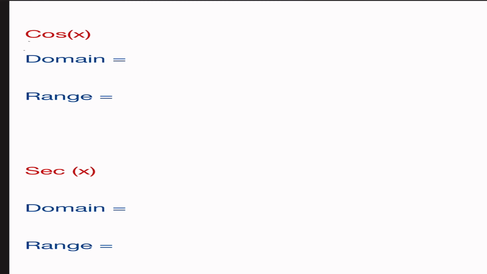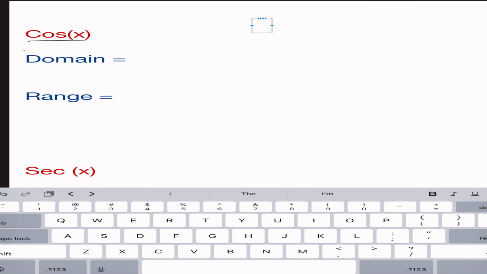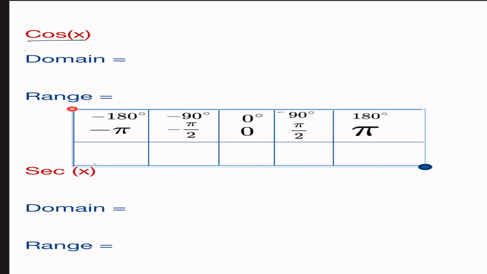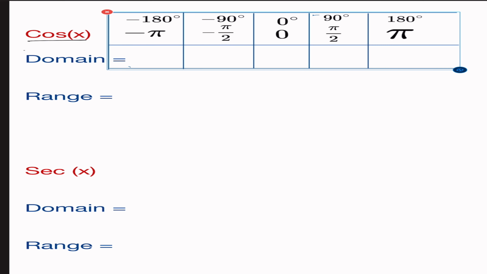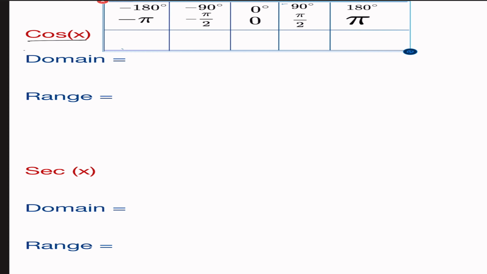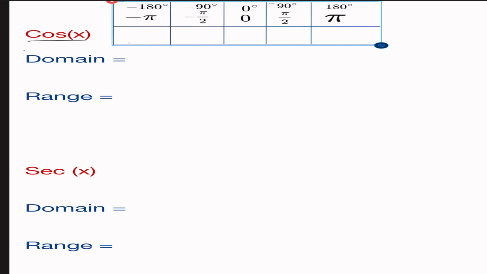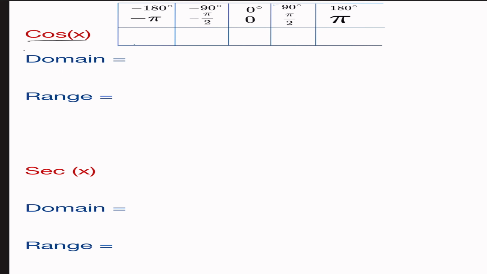Let's talk about the cosine function now. Let's draw a chart for the values, a little smaller. These are our x values, and when you put the x values in, you get the cosine function values, the y values. So it's going to be 1, 0, 1, 0, negative 1.